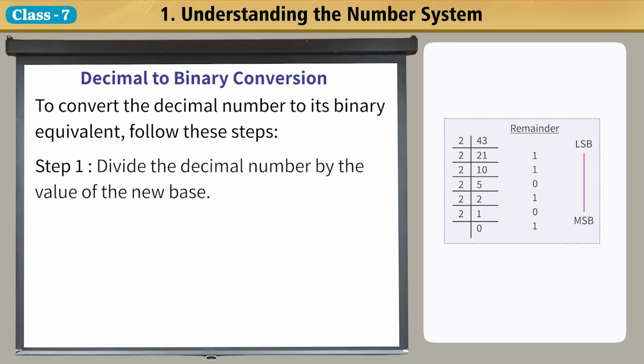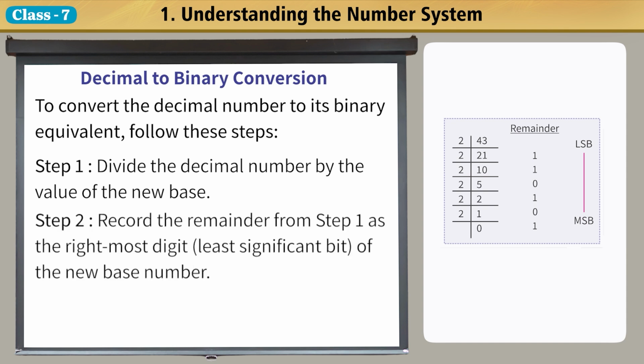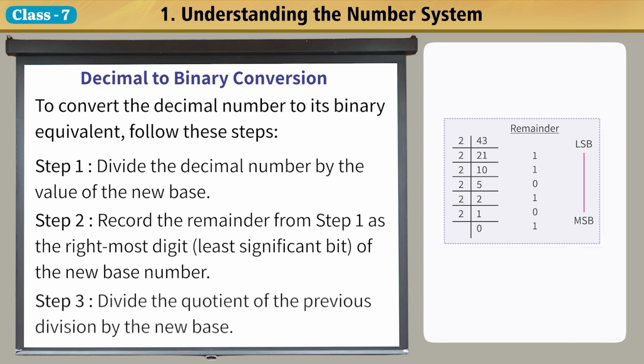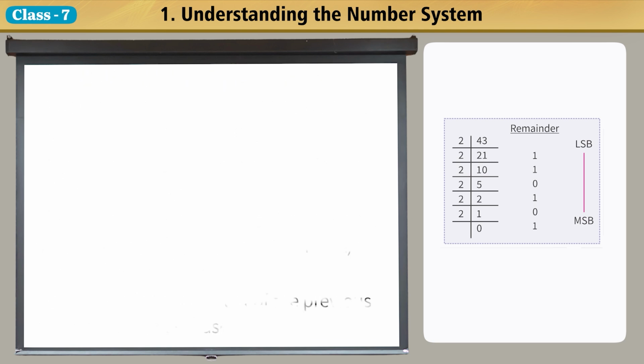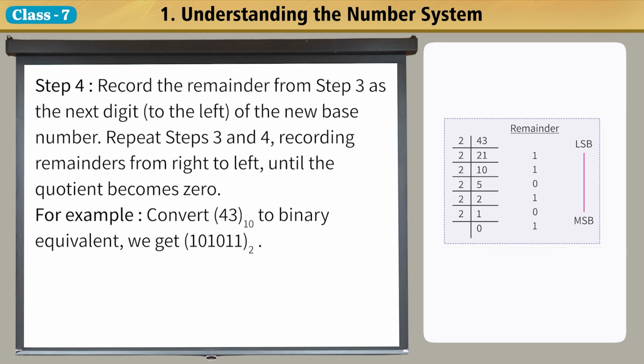Step 1. Divide the decimal number by the value of the new base. Step 2. Record the remainder from step 1 as the rightmost digit, least significant bit, of the new base number. Step 3. Divide the quotient of the previous division by the new base. Step 4. Record the remainder from step 3 as the next digit to the left of the new base number. Repeat steps 3 and 4, recording remainders from right to left until the quotient becomes 0.